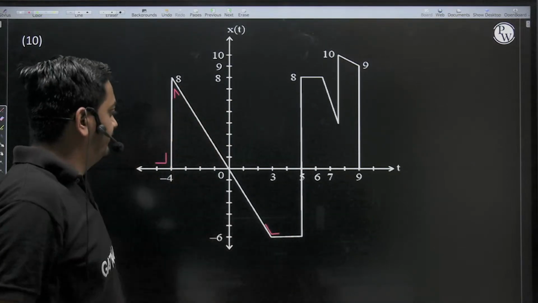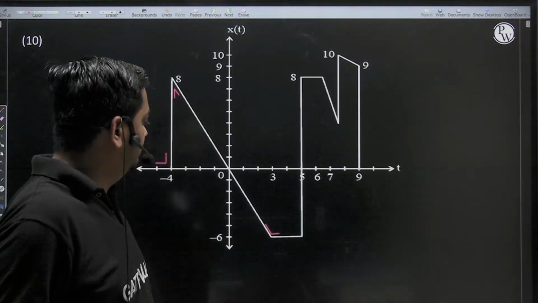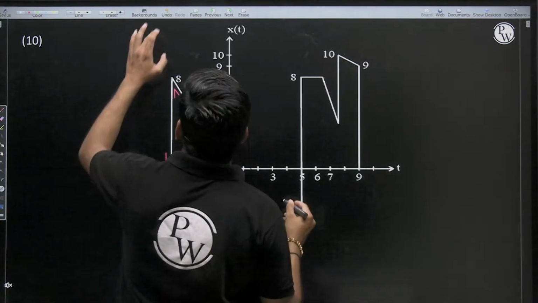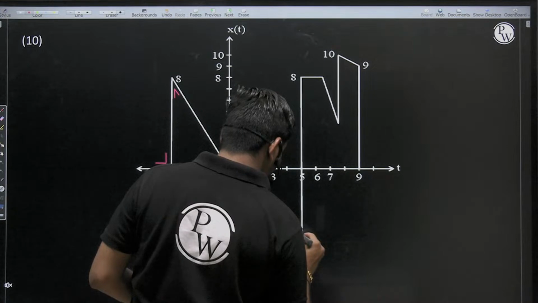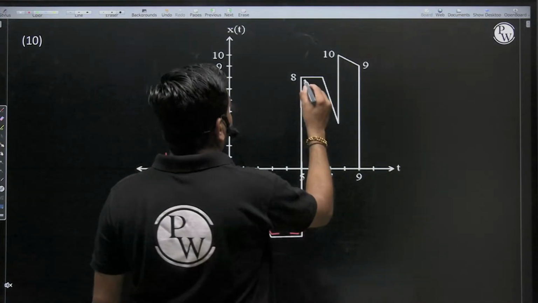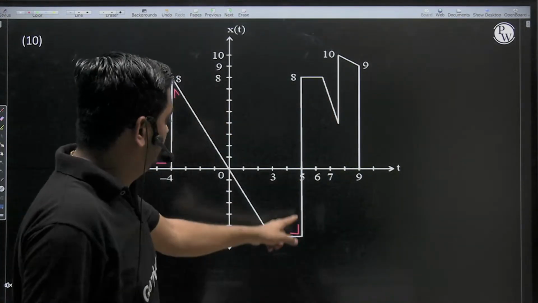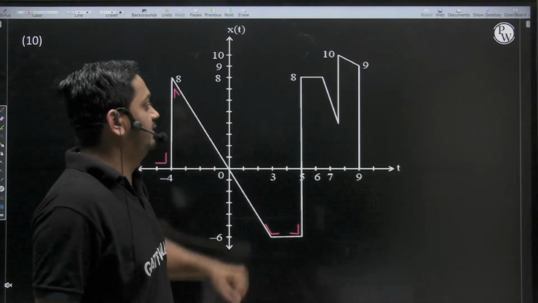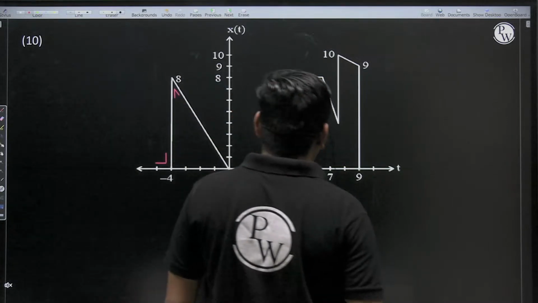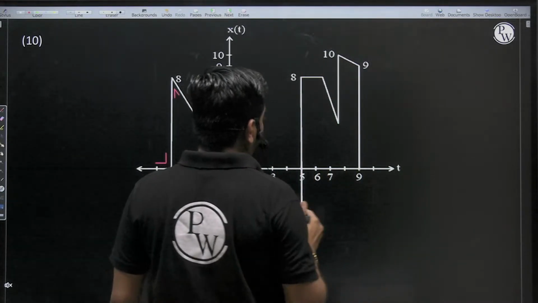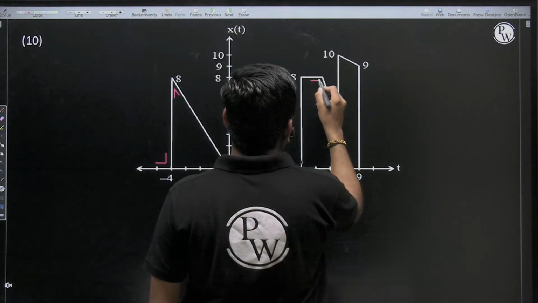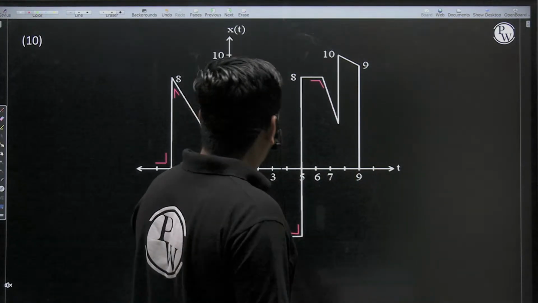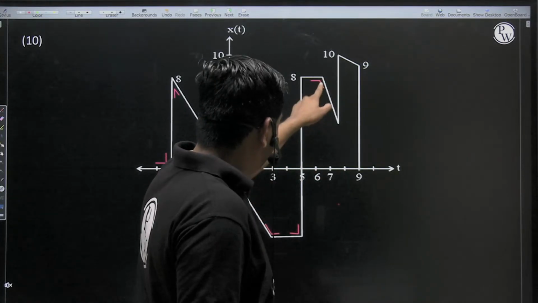At t equal to 5, there is only a sudden change in amplitude, from -6 to 8. At t equal to 6, there is a linear change in amplitude. This is at t equal to 6.